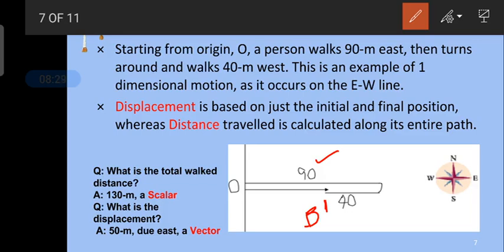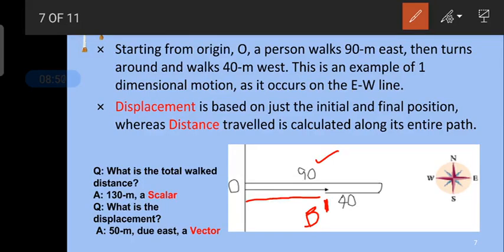Whereas what is the vector quantity? What is the displacement here? The displacement is just the initial and final position, right? So the initial position was O and the final position is B here. So it has moved 50 meters towards the east. Why is it towards the east? Because from O it has moved just 50 meters and it has reached the point B.